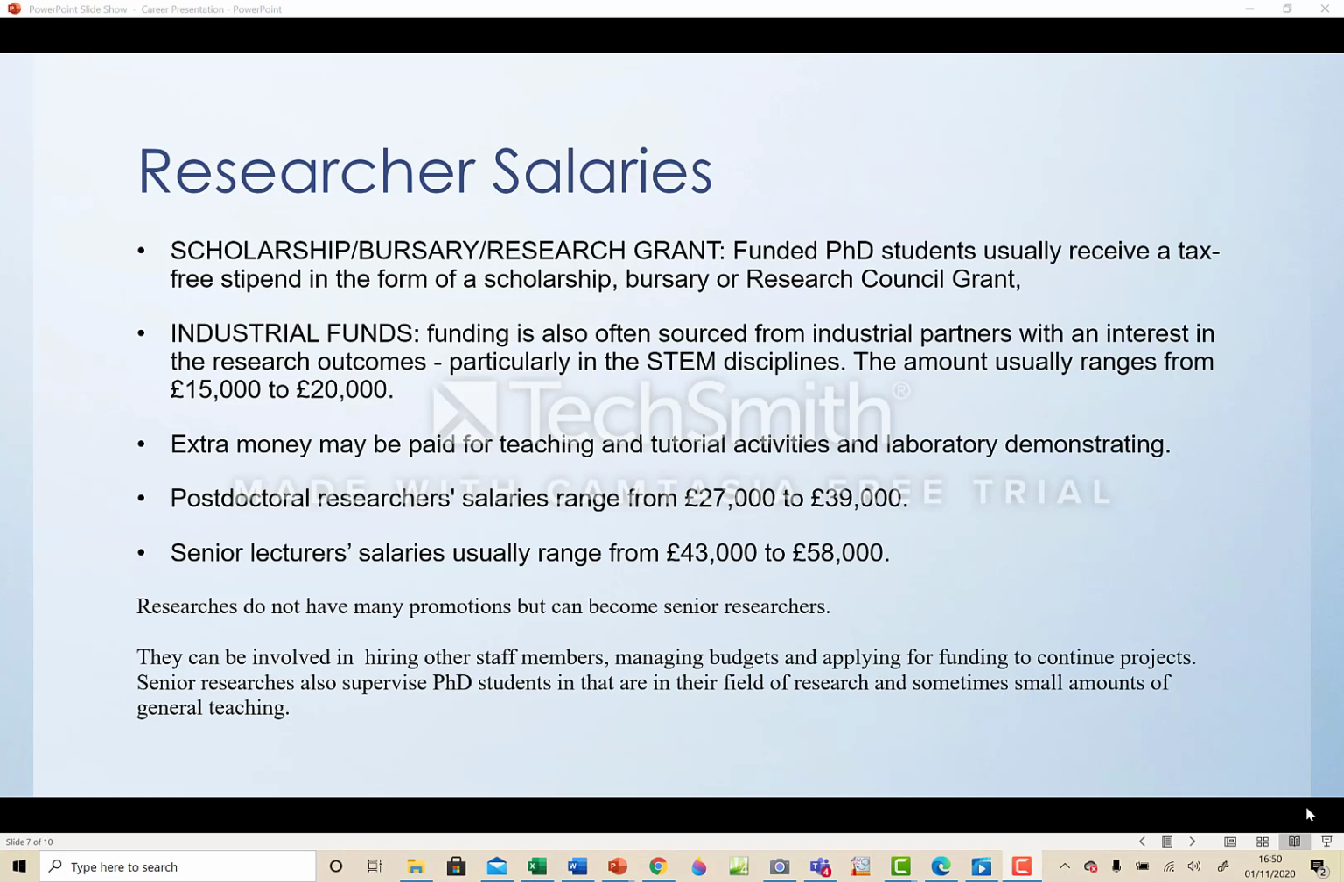In addition, researchers get extra money for teaching, and the money they get is in line with the standard teaching rates for teachers in London. On top of all of this, they may also get a salary as a researcher, which normally ranges between £27,000 a year to £40,000 a year. So the four sources of income are scholarships and bursaries and research grants, industrial funds, teaching earnings, and research salaries.